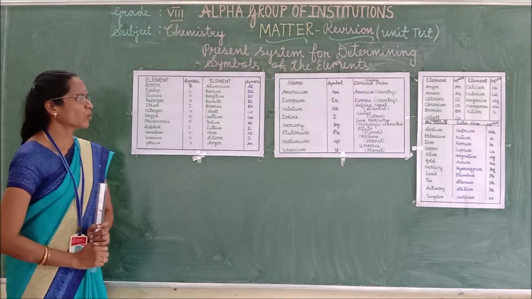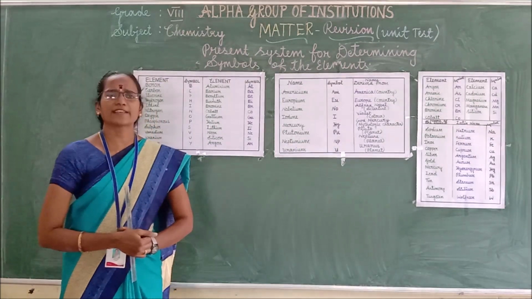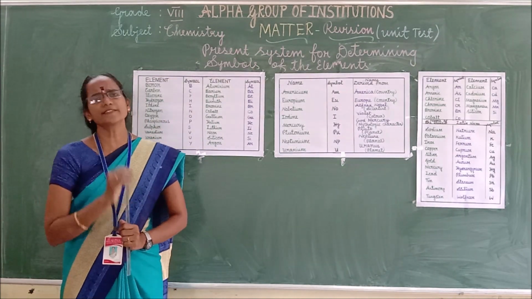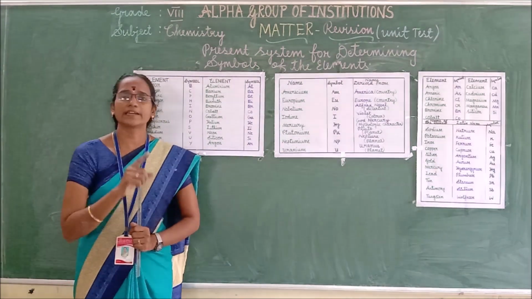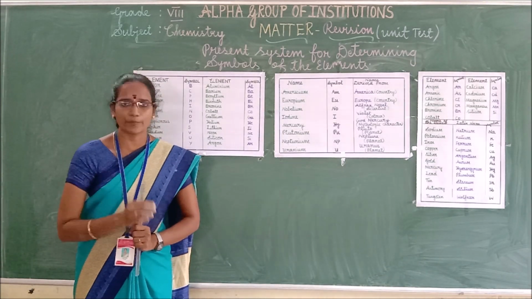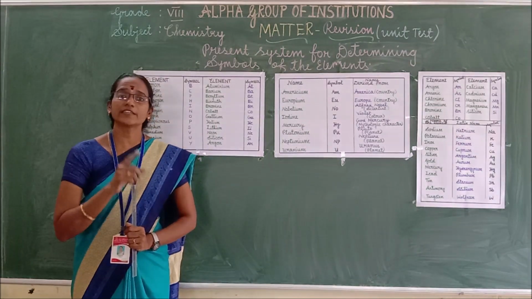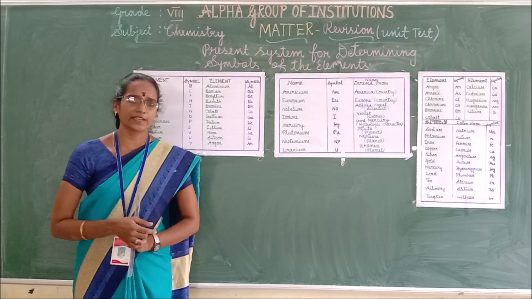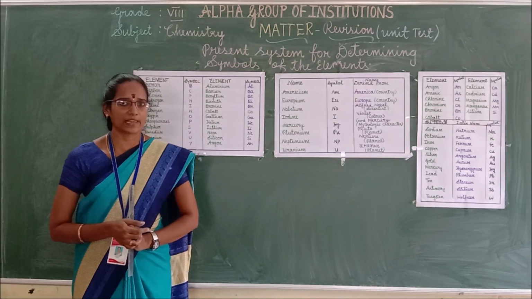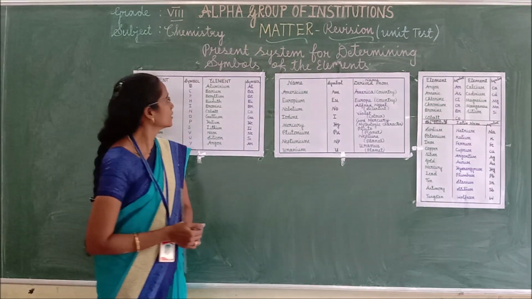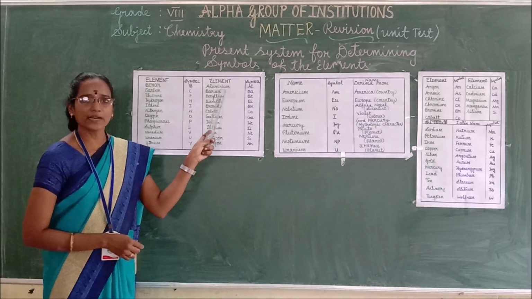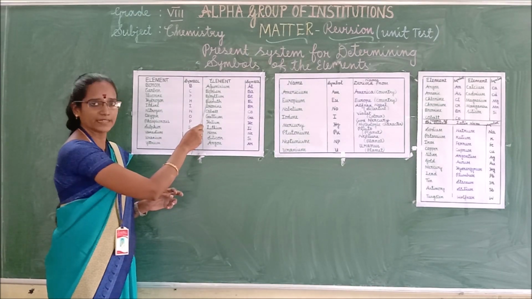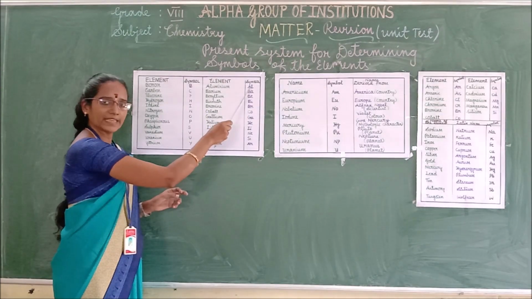Next, if the name of the element has the same initial letter as another element, then the symbol uses the first letter and second letter of the element name. The first letter should be in uppercase and the second letter should be in lowercase. Uppercase means capital letter and lowercase means small letter. Let me show some examples. See the first one, aluminium. The first letter is A and the second letter is L. So its symbol is Al.